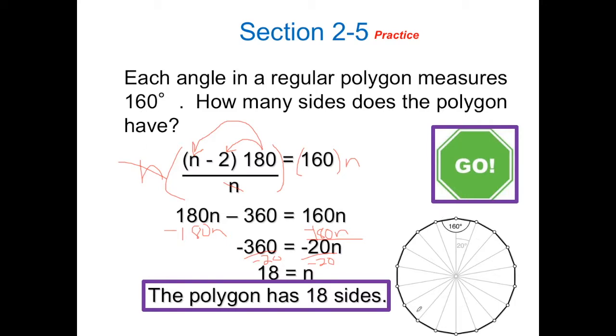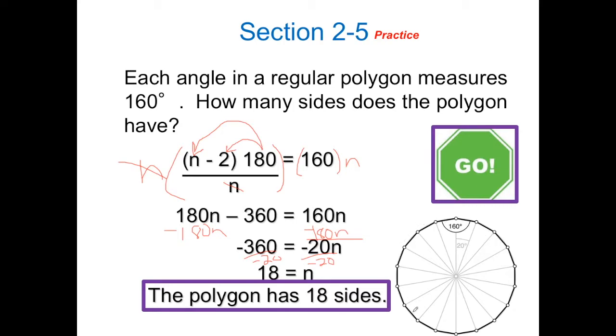So the more sides a regular polygon has, the larger this angle is going to be. So it makes sense that this would have more than 8 sides, which was 135 degrees. And 160 is quite a bit bigger than 135. It's closer to 180, right? It's closer to the maximum angle than it is to 135. So 18 sides: the more sides we have, the larger the angle will be.